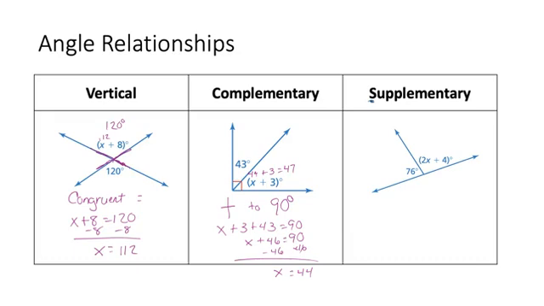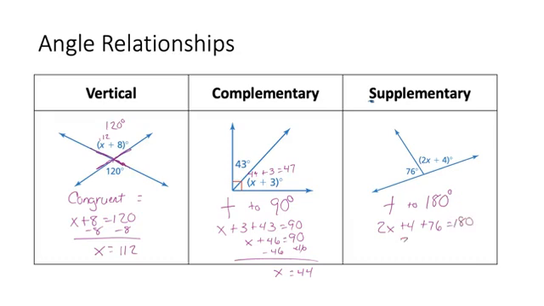And then we have supplementary. I like to think that since supplementary starts with an S, just like straight line, it helps me think that when I put two angles together that are supplementary, that means that they equal 180. So they add to 180 just like a straight line. Well, here I have two angles. I have a 76 and a 2x plus 4. I'm going to combine those. So 2x plus 4 plus 76 equals 180.